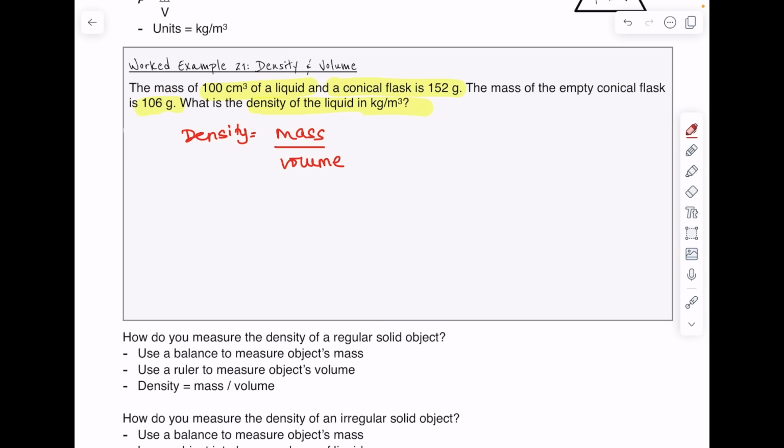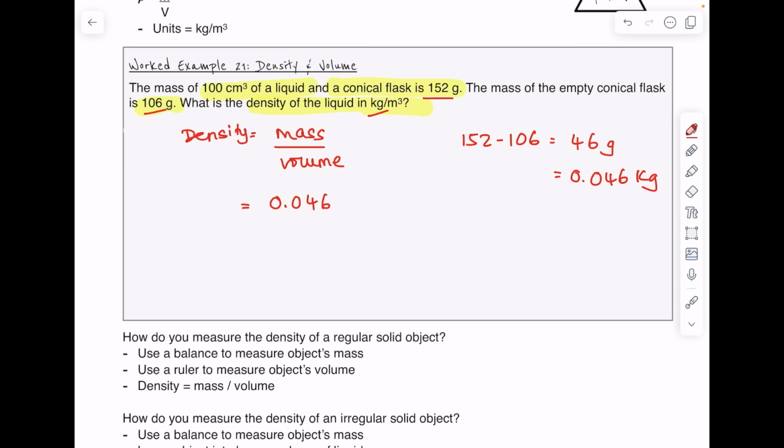If the mass of the liquid in the conical flask is 152 grams, the empty conical flask's mass is 106, the mass of the liquid must be 152 minus 106, which is 46 grams, but our unit needs to be in kg, so we need to divide that by 1,000 to get 0.046 kilograms as our mass.